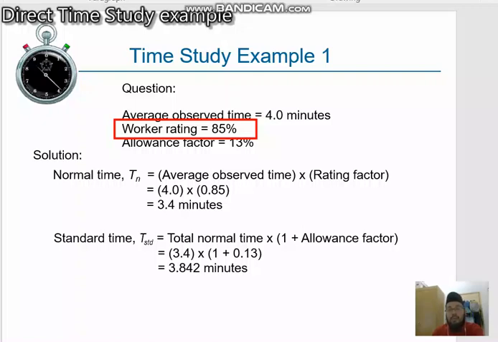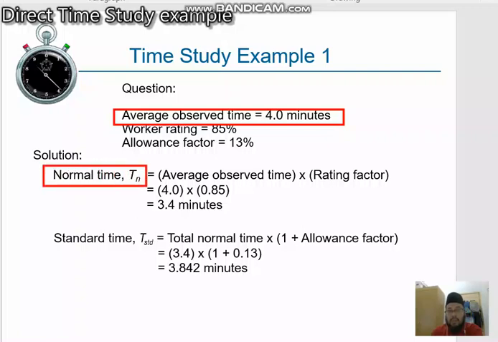If the worker performs at a faster pace, a performance rating of more than 100% should be given. So in this example, the worker rating given is 85%, which means that during the observation, the worker performs at a slower pace than the standard performance. From the observation time here, we determine the normal time using the rating factor or performance rating, 85%.